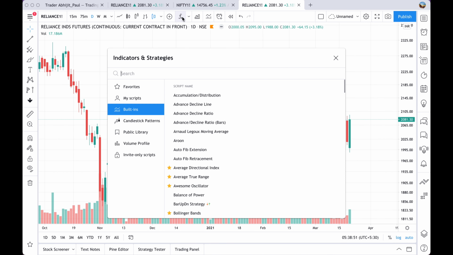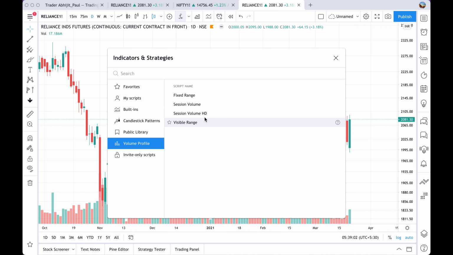Now, in this TradingView platform, if you go to the indicators and strategies section, you will find volume profile down here. There are essentially three options: fixed range and session volume. Session volume can be shown in two ways, a simpler way and a high definition way. And there is a visible range. Let's start with the last one, the visible range.